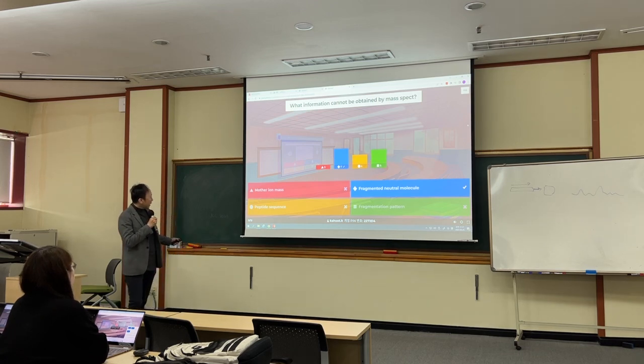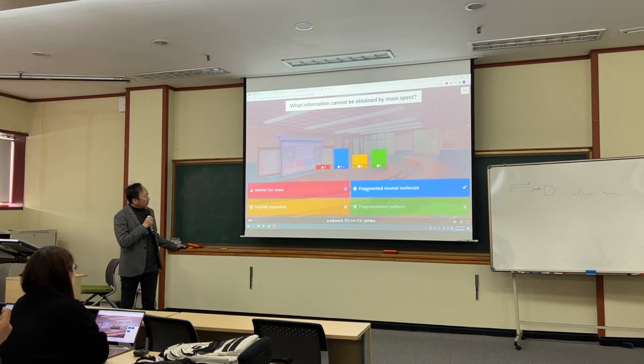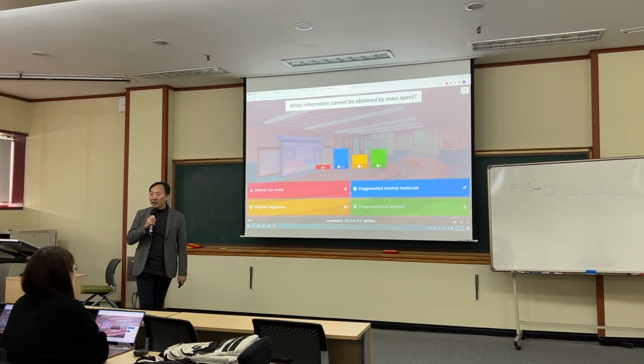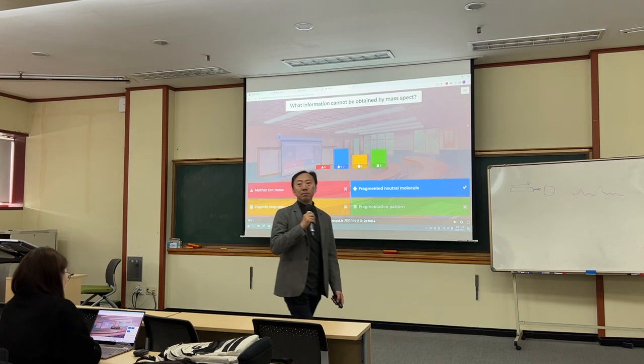In tandem mass spec, you can get fragmentation information too. So peptide sequencing is mainly this one. Fragmented, charged ones you can get. But again, I want to stress that fragmented neutral ones you cannot see. Mass spec can only see charged ones, not neutral ones. Okay?